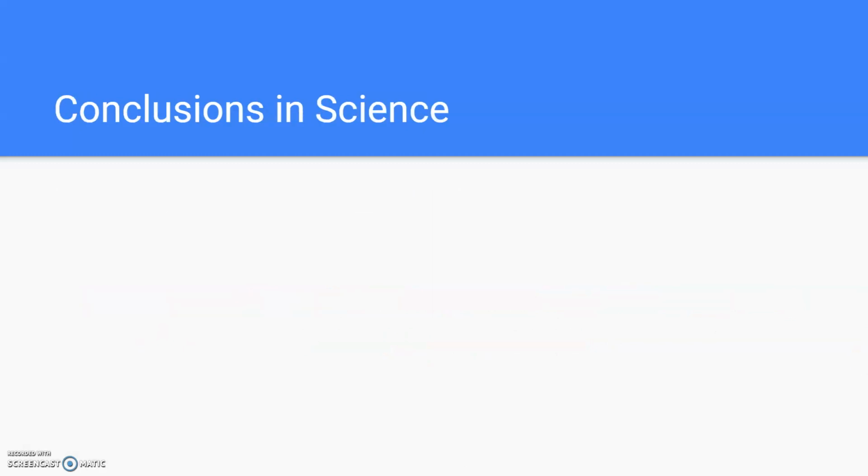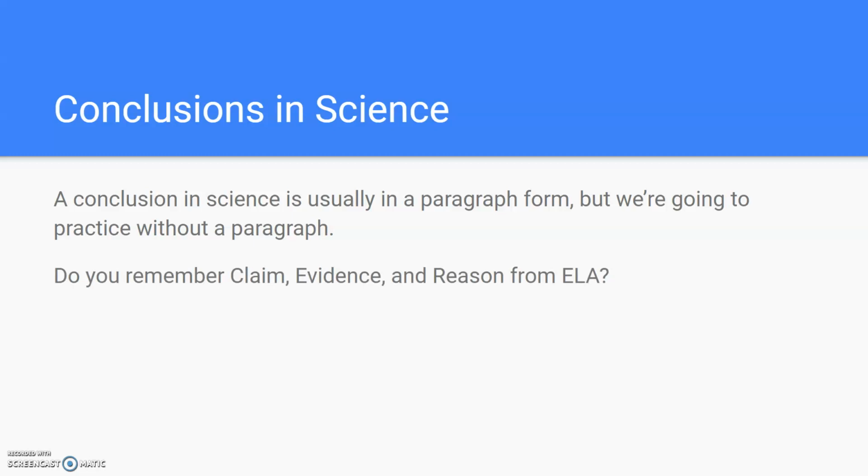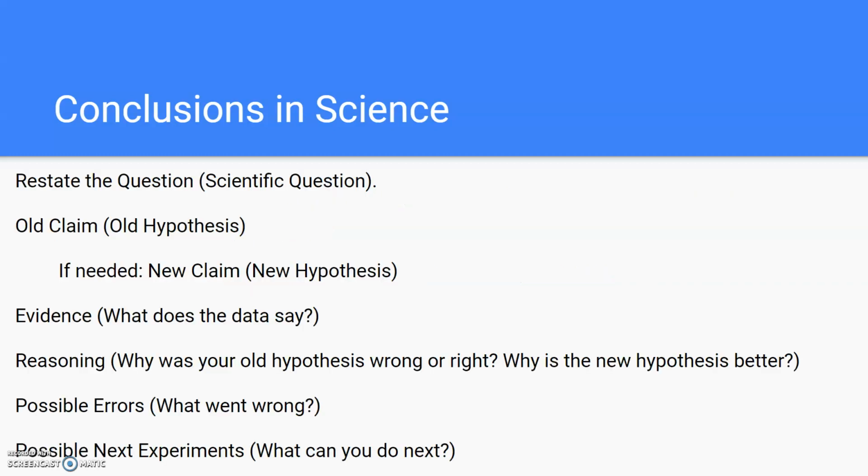Okay, conclusions in science. A conclusion in science is usually in a paragraph form, but we're going to practice without a paragraph in these first few months of doing experiments. Do you remember claim, evidence, reason from ELA? Or maybe you have RACE now. Restate, answer, cite, explain. Maybe that's what you have, RACE. But claim, evidence, reason is also from ELA. So let's go over the similarities in science.